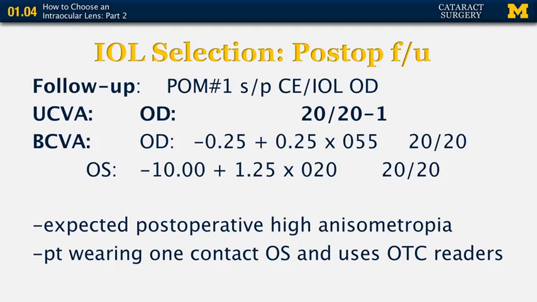Here to give a little bit of a wrap-up on our real-time case, at post-op month 1, we had an uncorrected visual acuity of 20/20 in that right eye. As expected, we had marked anisometropia. In that left eye, we still have a refraction of -10, and our patient, as anticipated, went on to use 1 contact in his left eye and used over-the-counter readers and was quite satisfied with that outcome.